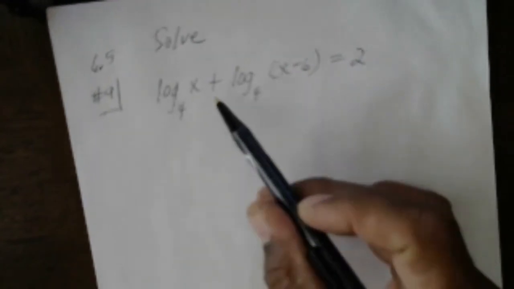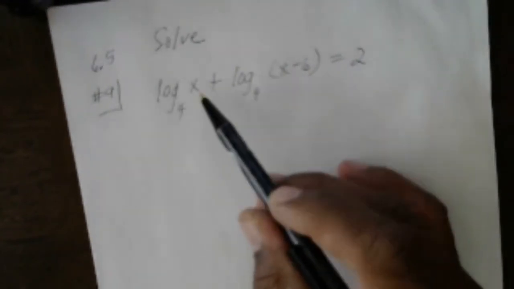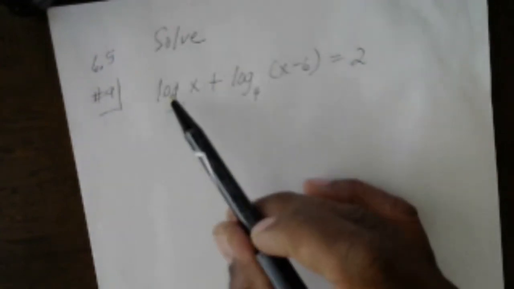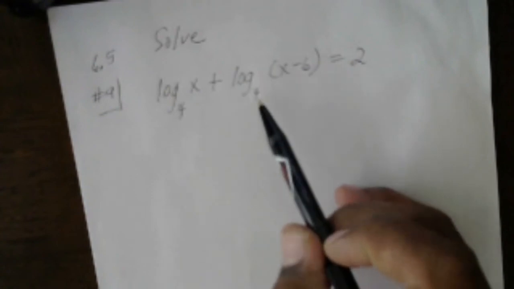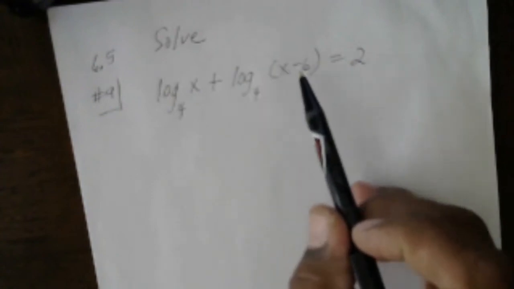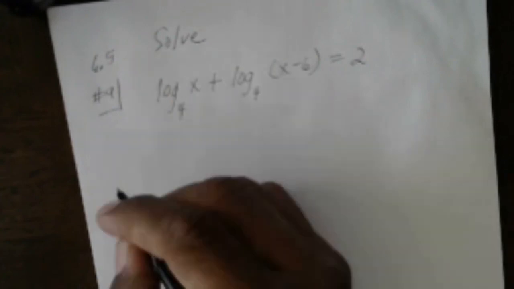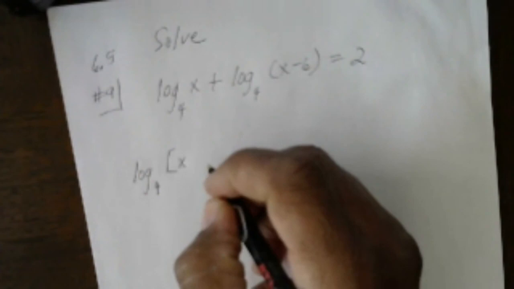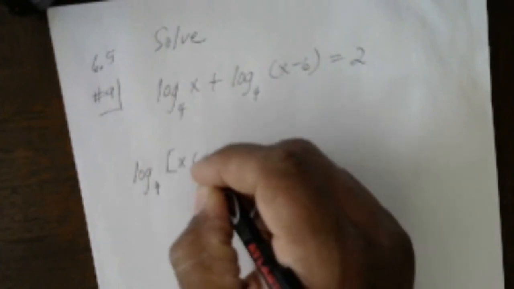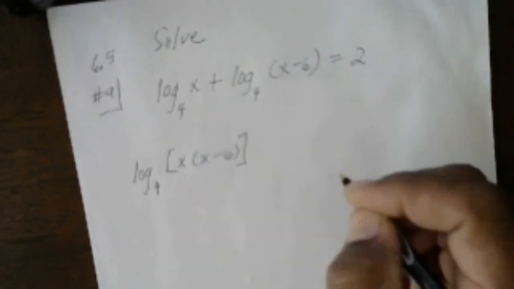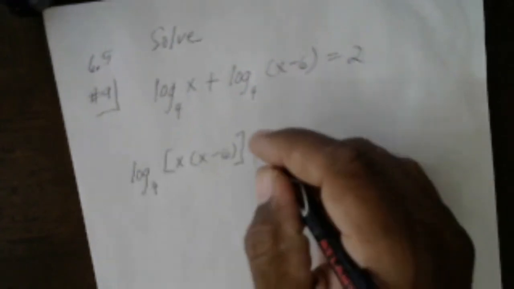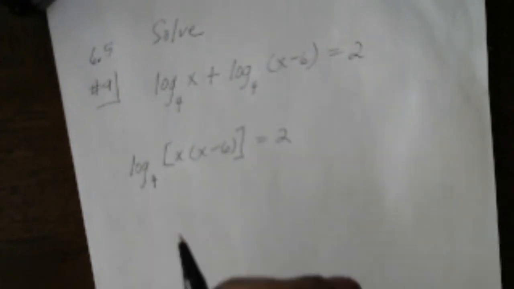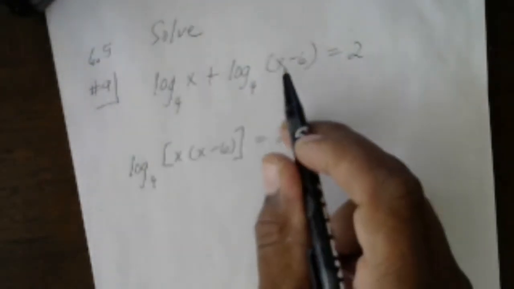All right, so I'm going to use that same product rule we used earlier. I can rewrite a sum as a product. So that means I can write the log base 4 of x plus the log base 4 of x minus 6 as the log base 4 of x times x minus 6 is equal to 2. All right, so I'm just multiplying my arguments.